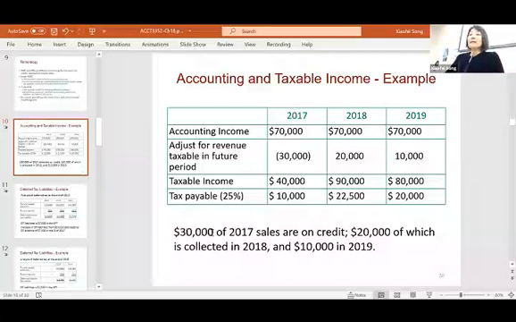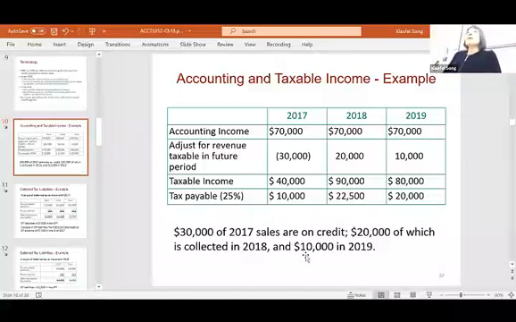So that means that $30,000, net, right? You did not get the cash yet, and therefore it's not taxable yet. And they will be taxable when payments are received. So $20,000 of which is collected in 2018, and $10,000 is collected in 2019. Okay, so this is a temporary difference.